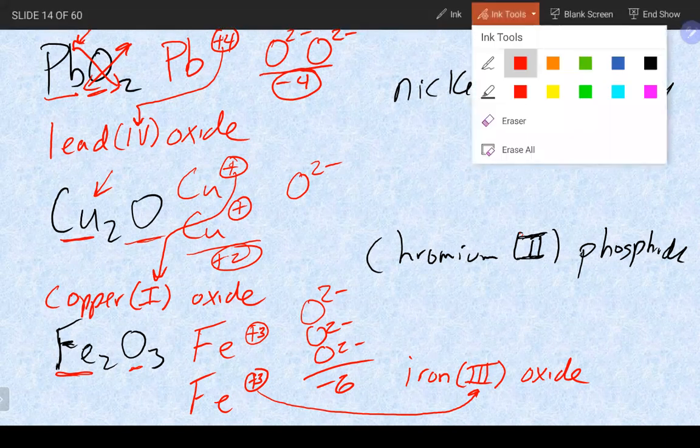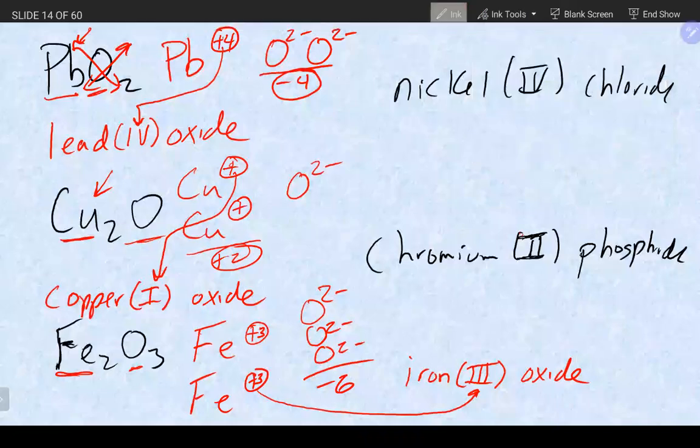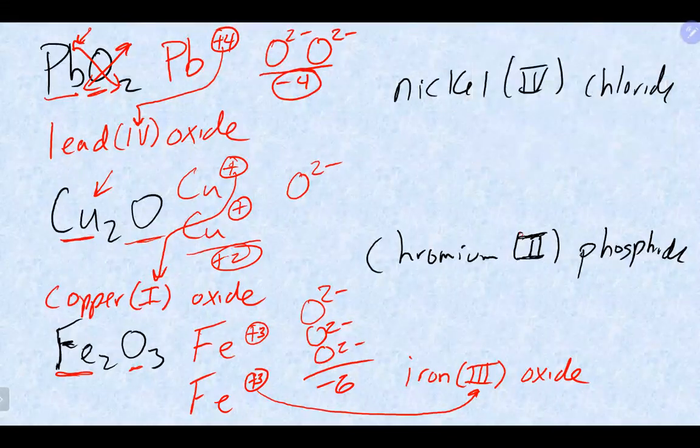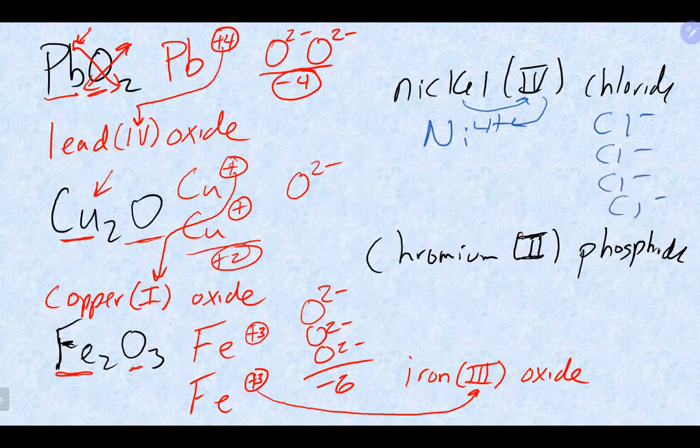Now, if we have the name and we're rolling backwards, when we see the Roman numeral, the nice thing about that is it tells us exactly what the charge is on the nickel. So the nickel has a +4 charge because of that. Chloride is group 7, which means it has a -1 charge. So in this case, we actually need more of the chlorides. We need 4 of them to balance it out. So that would give us NiCl4 in this case here, which would be nickel Roman numeral 4 chloride.